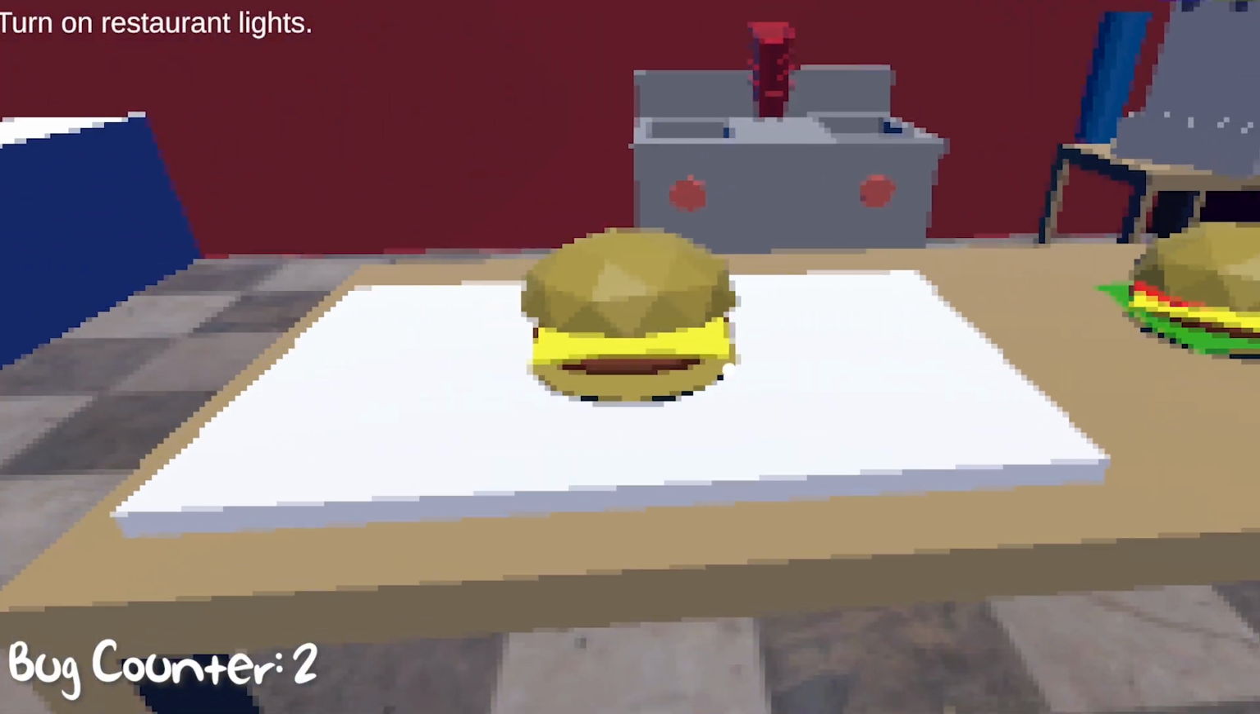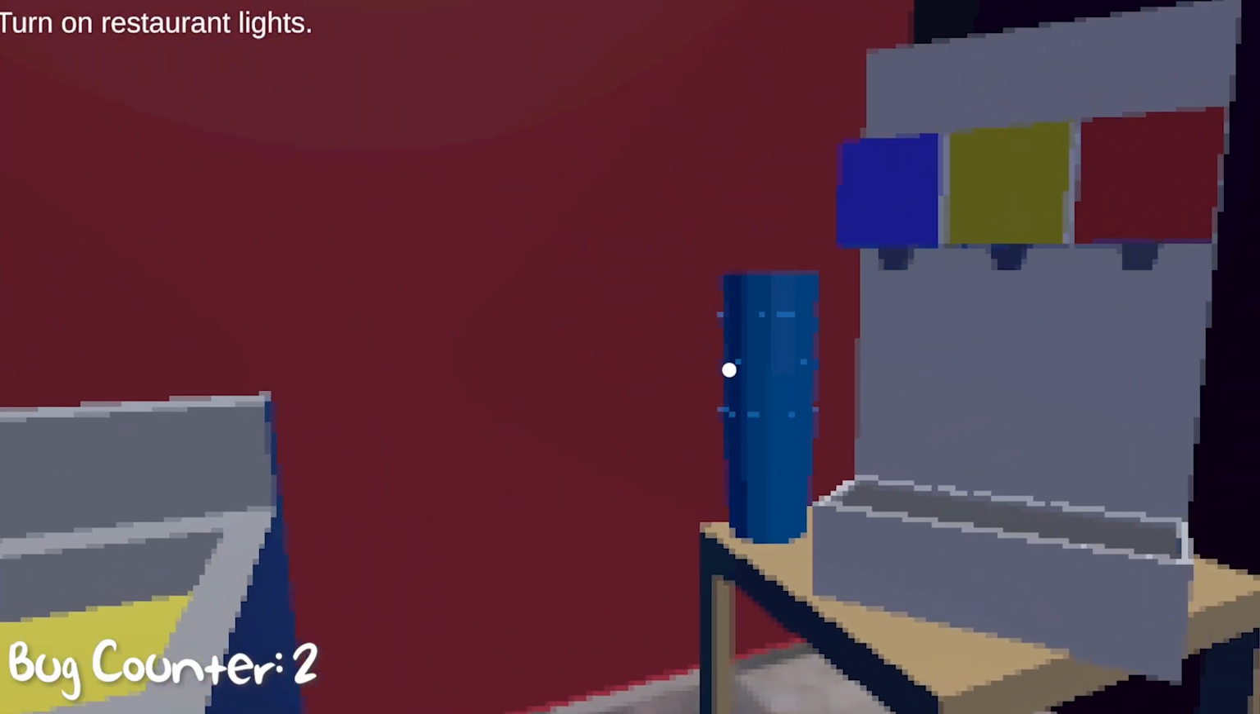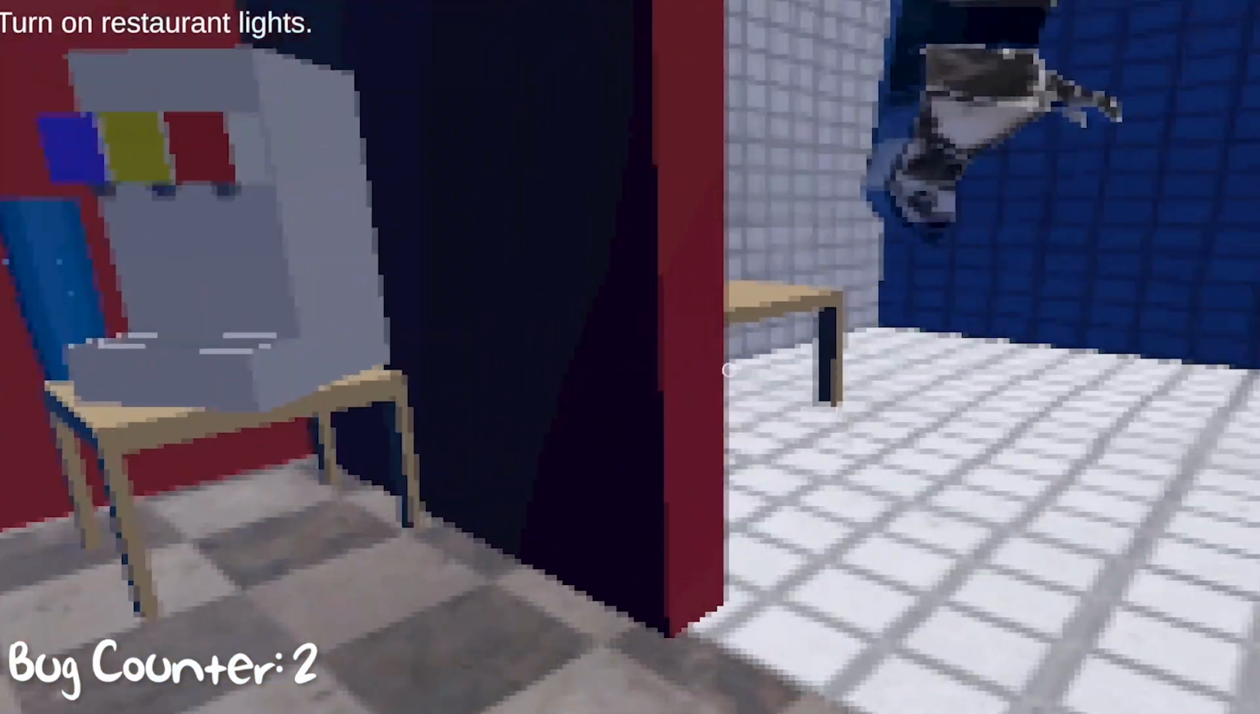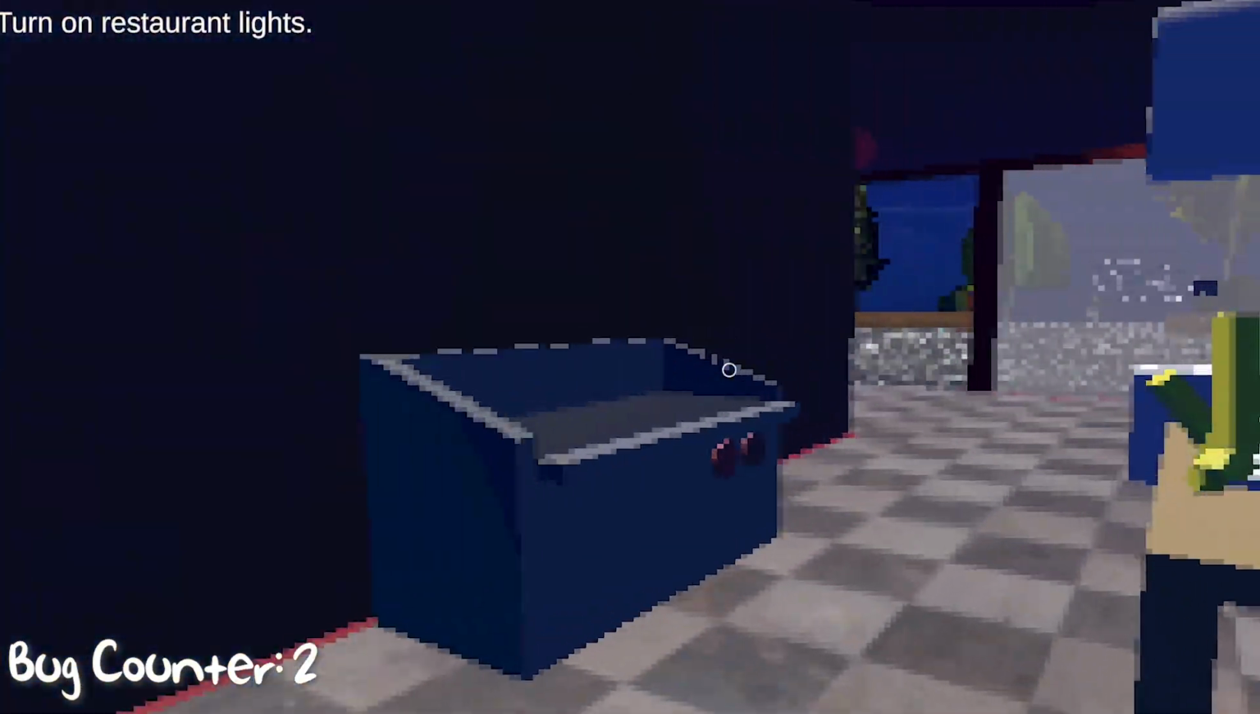Something else I found was that you can stack non-burger ingredients like fries, a soda cup, my existential crisis, you know, just little silly things like that.